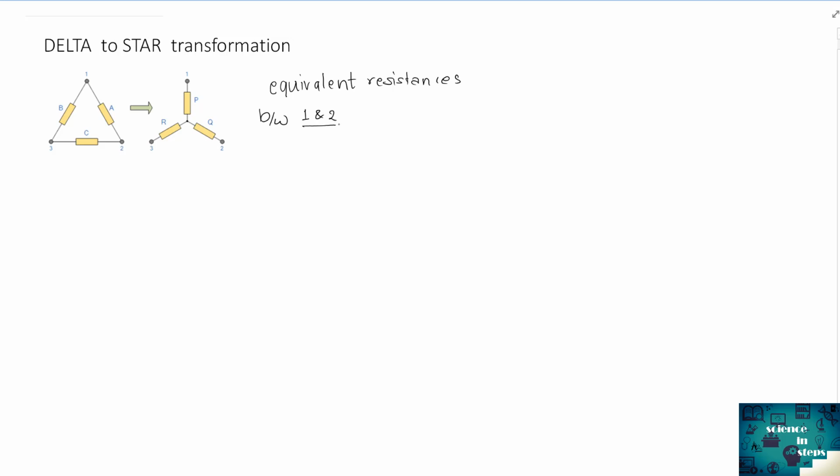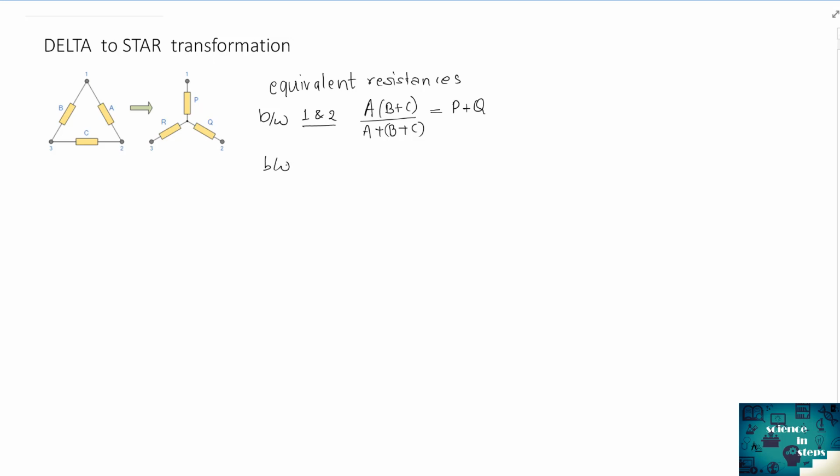In our delta configuration, the equivalent resistance between 1 and 2, that means if the current has to go from 1 to 2, then you can see there is a resistance A which is in parallel with a series combination of B and C. So equivalent resistance in delta configuration between 1 and 2 will be a parallel combination of A with series combination of B and C. So we have A times (B plus C) divided by A plus B plus C. Here I am using the parallel configuration formula that R1 R2 divided by R1 plus R2 is the equivalent resistance in parallel. Now that must be equal to the equivalent resistance in our star configuration, which is between 1 and 2, it seems like it is simply P and Q. So P plus Q in series.